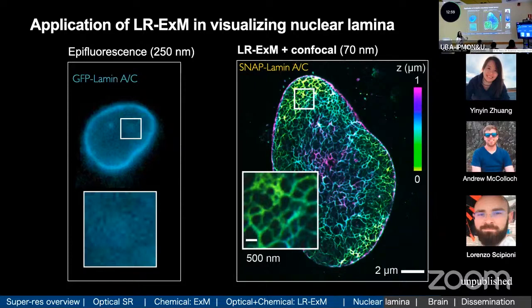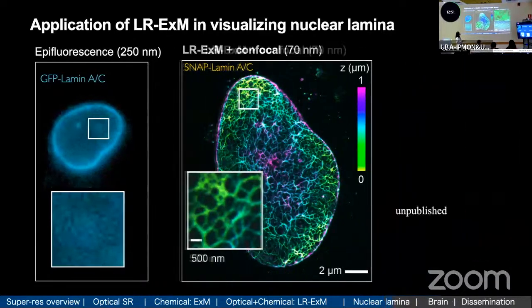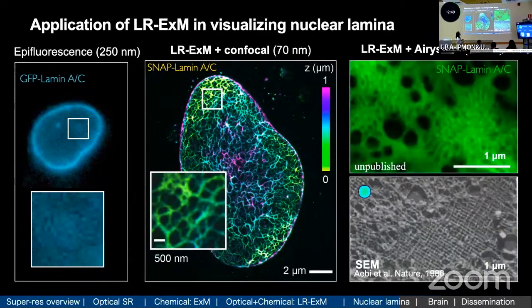So again, we start with the structure, and this is after using the LR expansion microscopy, you'll have the 3D information. The color is coded with Z, and you'll see the meshwork a lot clearer. And that's even closer to the SEM image. This is our LR expansion plus Airyscan.